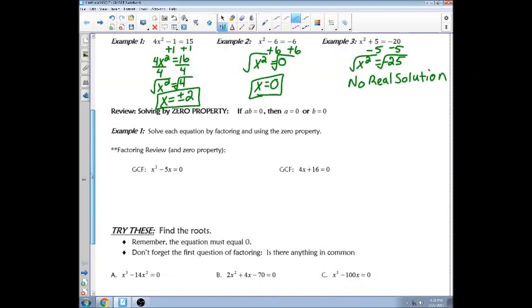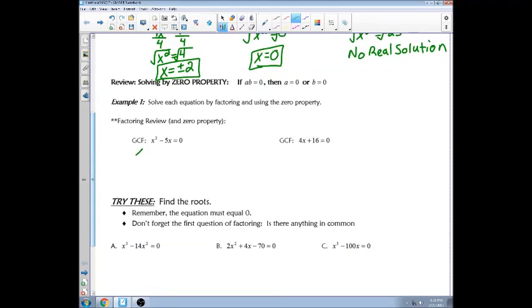The first one, we're going to have a GCF. The GCF would be x, which would leave me with x minus 5 inside the parentheses. From here, I can set everything equal to 0. So x would equal 0. Then x minus 5 equals 0. Add 5. X would equal 5.